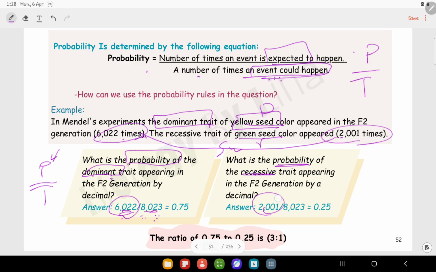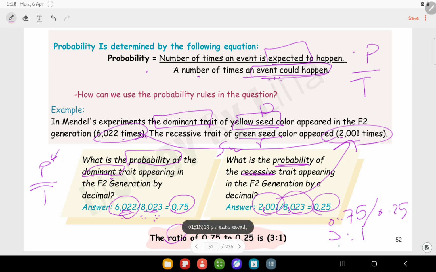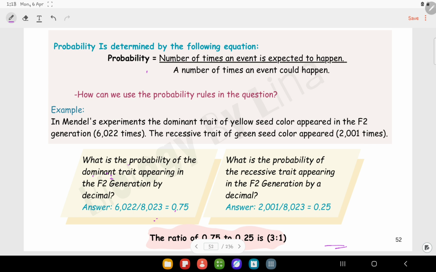At that time, we will put the number of the recessive over the total of both of them. What about if he asks about the ratio of the dominant to recessive? The dominant is 0.75 over the recessive, 0.25. So it's like 3 to 1, dominant to recessive.